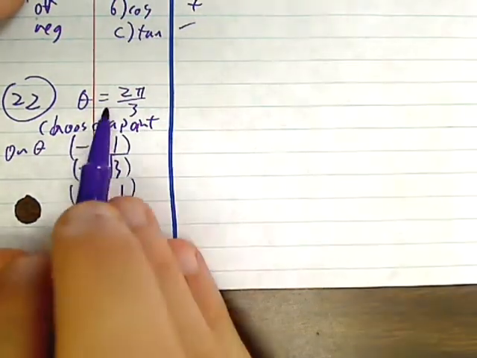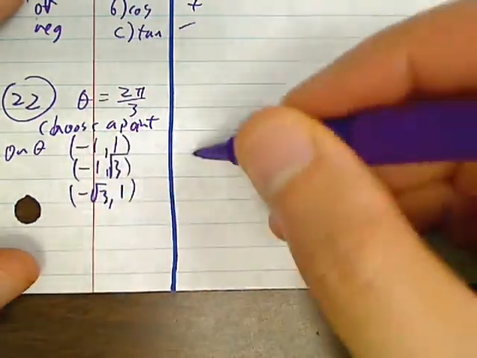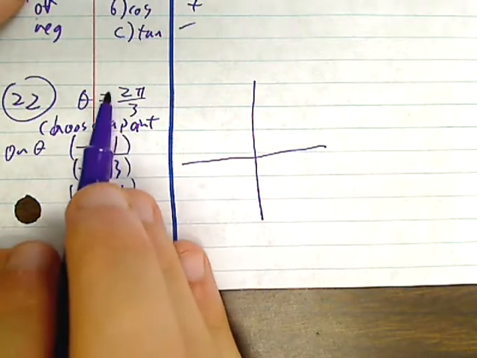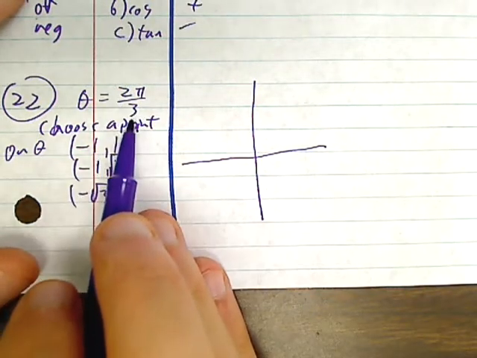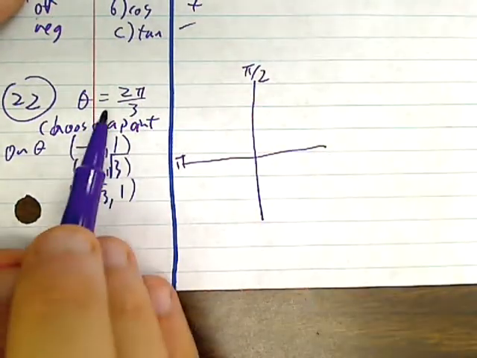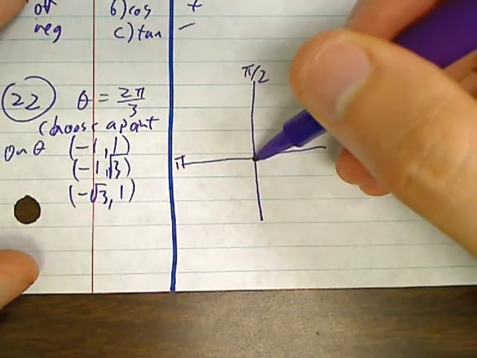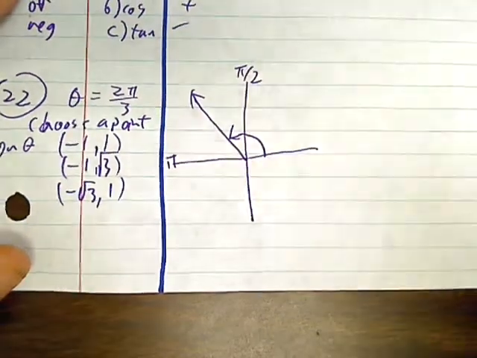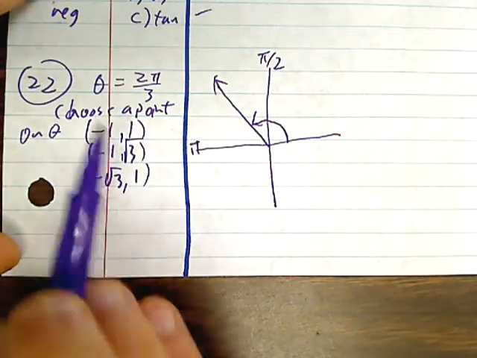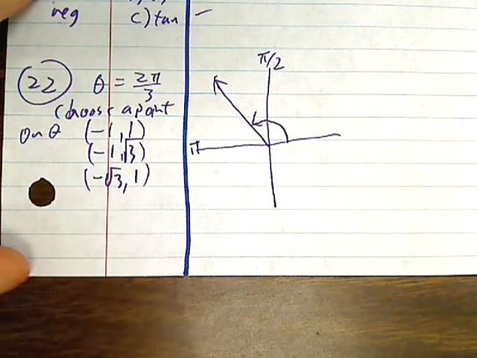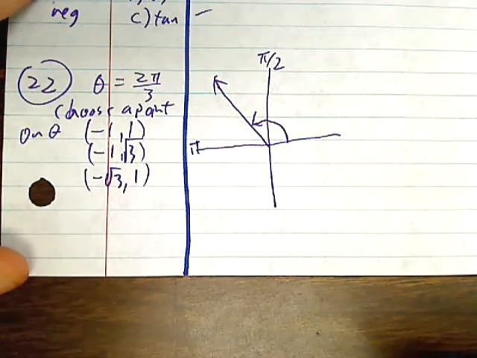All right, first off, 2 pi over 3. Where in the world is this? It's in the second quadrant, because it's more than 1/2 but less than 1. Remember, this is pi over 2, and this is pi. So it's going to be in the second quadrant somewhere. So first things first, there's my angle. Now, double check these. These are all also in the second quadrant.